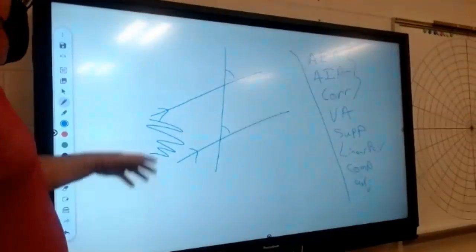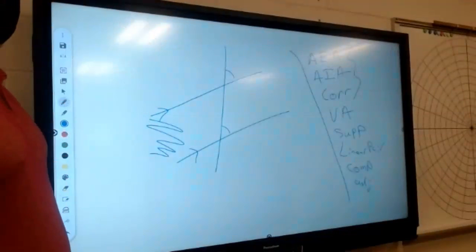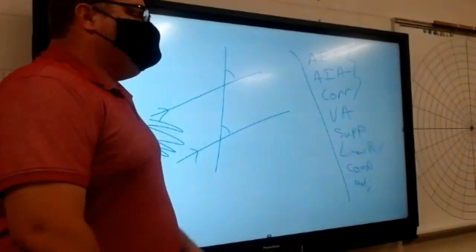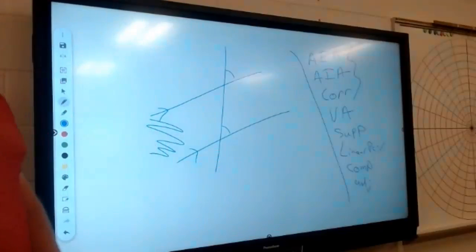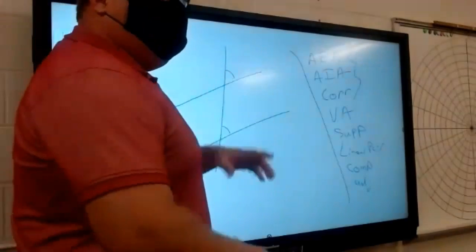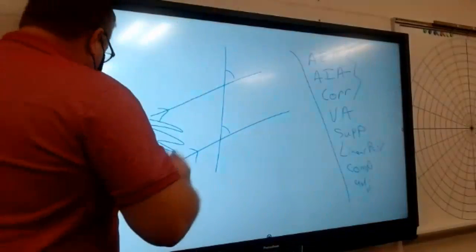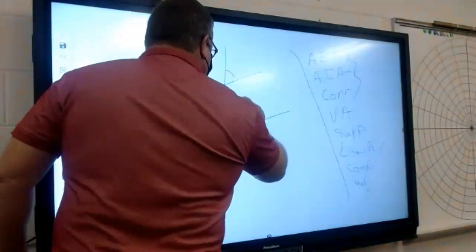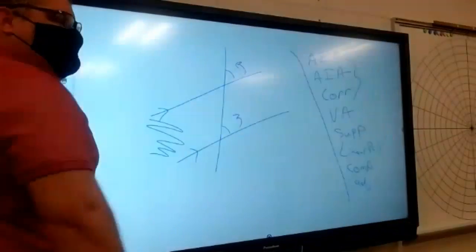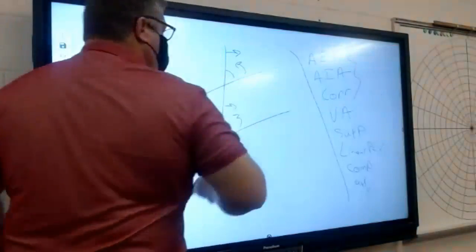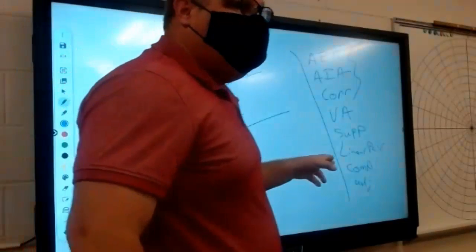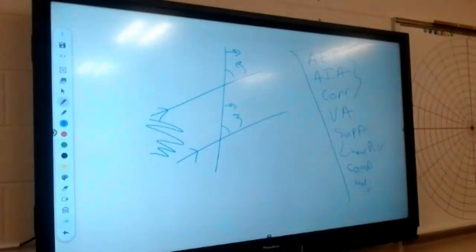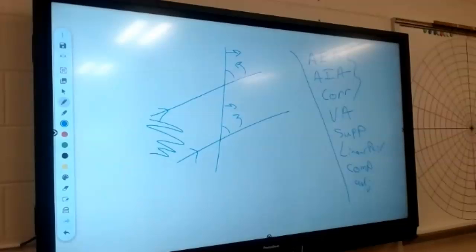Now, how come it's not alternate exterior angles? Well, because exterior means outside, so there's one on the outside, yay. Oh, but that's not on the outside, is it? So it has to be corresponding, and here's why. Are both of them on top of their parallel line? Okay. And are both of them over here to the right of their parallel line? Are they basically in the same spot on each parallel line? They correspond to one another. That makes sense?